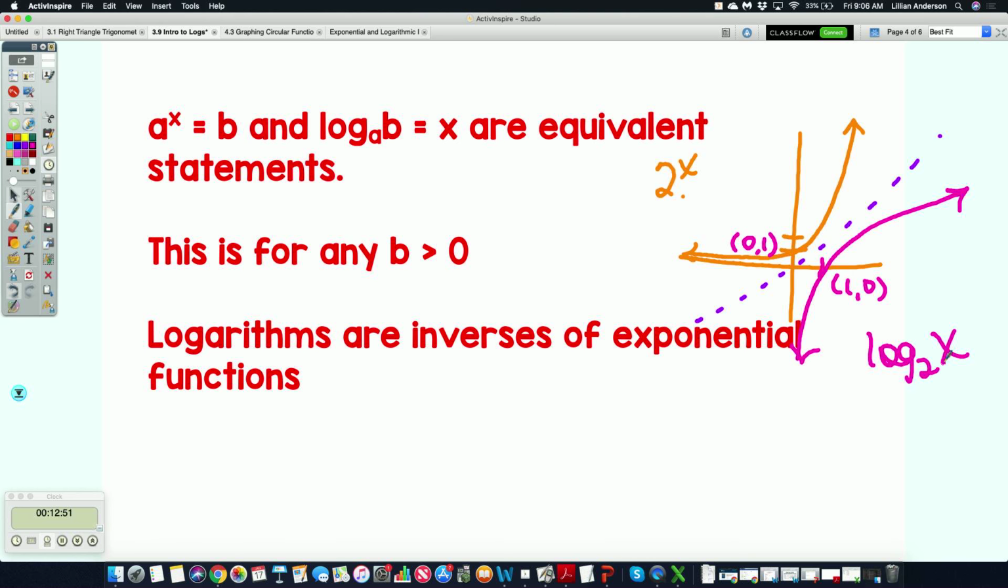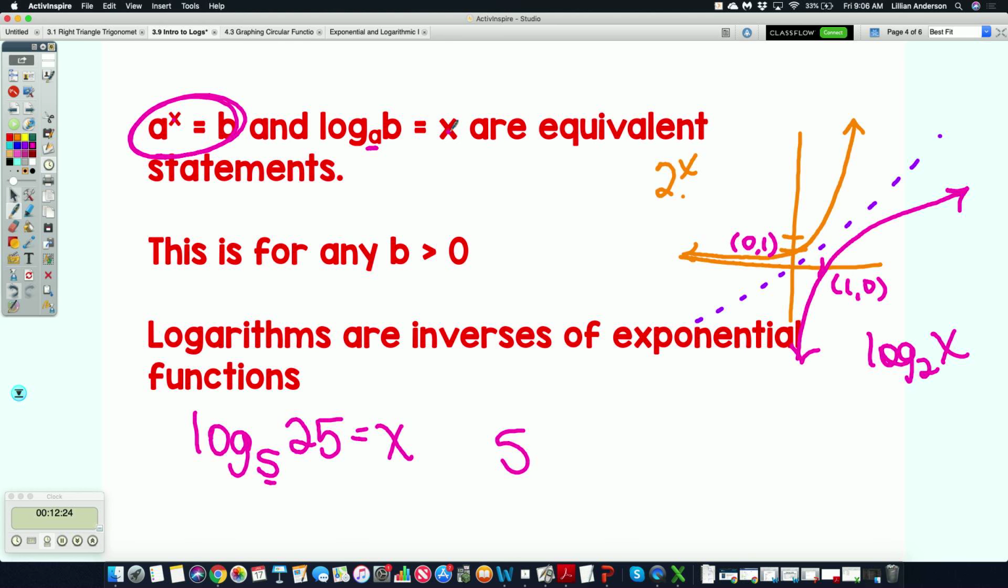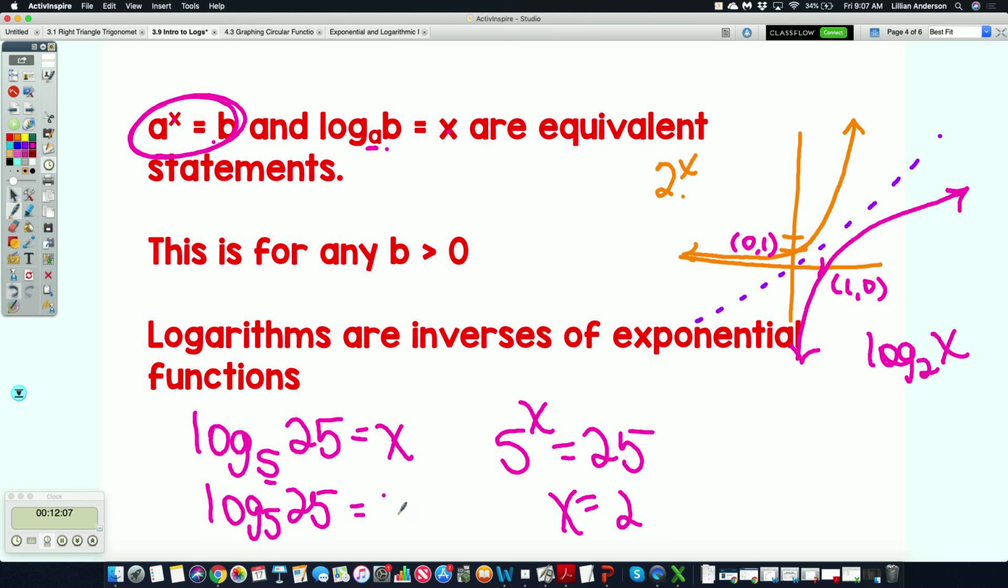You can solve or evaluate a log by writing the logarithm in exponential form. A prime example: if you have log base 5 of 25 and you're trying to figure out what this value is, you can write it in exponential form, which would be a, your base, raised to the x power equals b. So what would x equal? It'll be 2. So when it says log base 5 of 25, you know that answer is 2. You can solve or evaluate logarithms by writing them in exponential form.